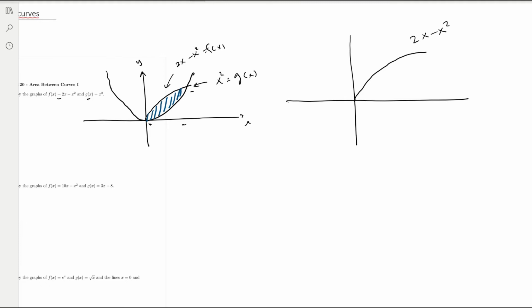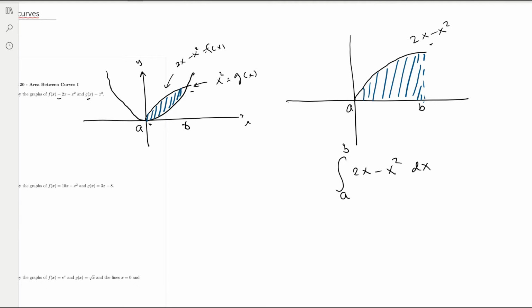Now think about this. How would you find the area under 2x minus x square? We learned this when we were learning numerical approximations in the previous video series. If you want to find the area under this curve, say this is A and this is B, you just integrate 2x minus x square from A to B. That will give you the area under this curve, the area under 2x minus x square.